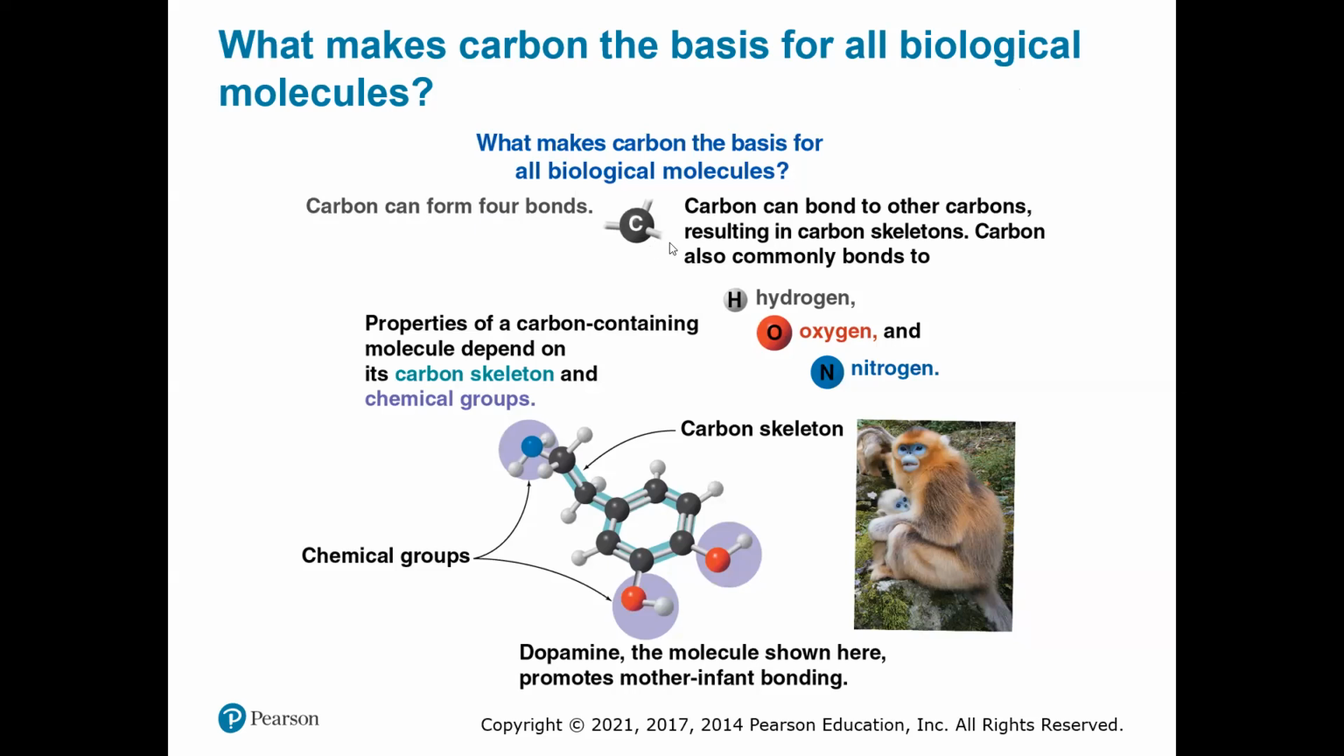Carbon can bond to other carbons, resulting in a carbon skeleton, and carbon can also commonly bond to oxygen, hydrogen, and nitrogen. The properties of a carbon-containing molecule depend on the arrangement of its carbon skeleton and on its chemical groups.